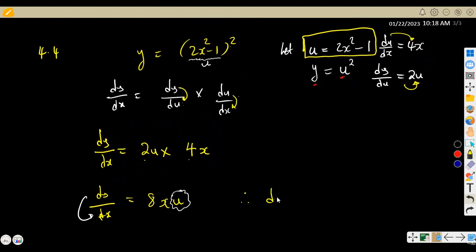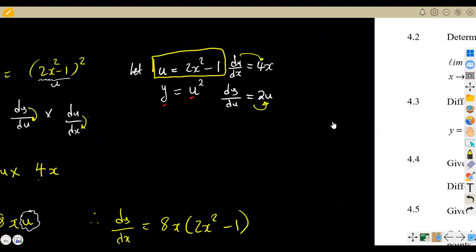So therefore, dy/dx is equivalent to 8x. So this is going to be 8x times u, which is 2x squared minus 1. So you're going to have 2x squared minus 1 like that. No need for you to expand the brackets, but if you want, yes, you can expand the brackets. That is the chain rule. This is what you're going to have at the end. So that was question 4.4.